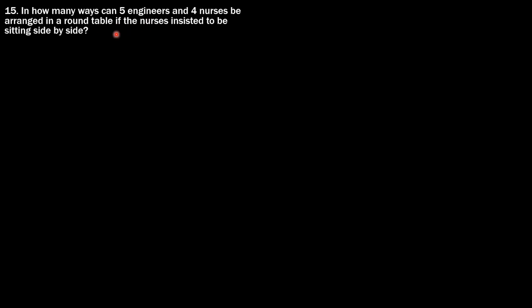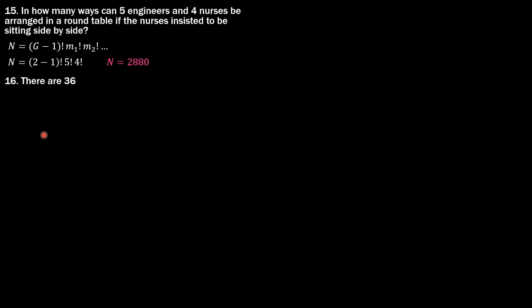So this is permutation by groups, but circular permutation. The formula is G minus 1 factorial, times M1 factorial, M2 factorial, and so on. There are only two groups, engineers and nurses. So therefore, we have 2 minus 1 factorial, or that's 1 factorial, then 5 factorial, 4 factorial, for 5 engineers and 4 nurses. So the answer is 2880. There are 2880 ways to arrange these 5 engineers and 4 nurses in a round table.